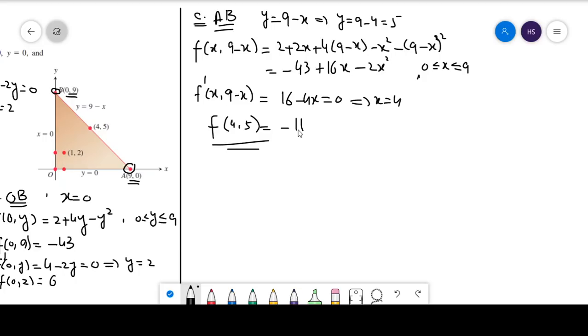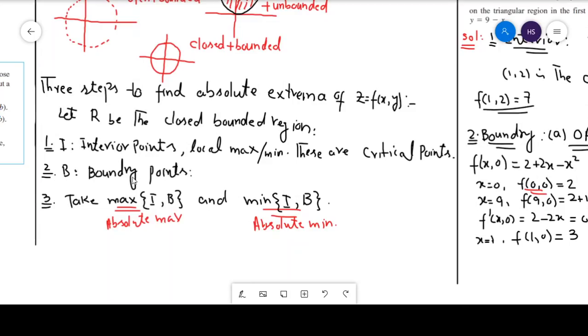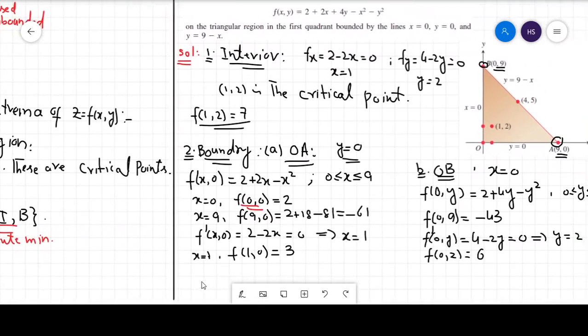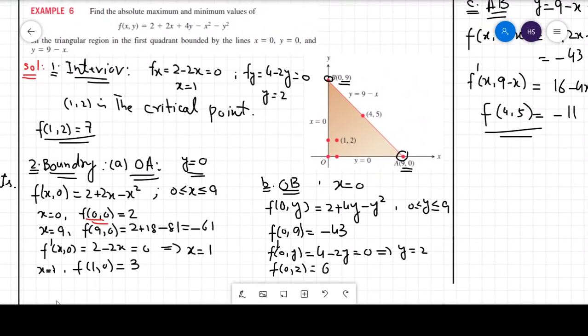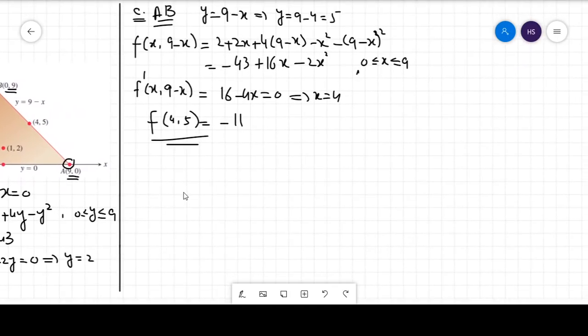At this critical point, the function value is minus 11. So we have done all the calculations. Now we have completed the first two steps. We have checked the boundary points, we checked the interior points of the two variable function, and then we take the maximum and minimum of these function values, right? So if you see that, the function values are 7, 2, minus 61, 3, 6, minus 43, and minus 11.